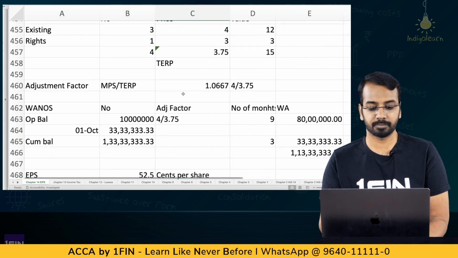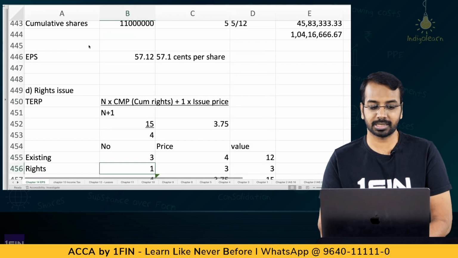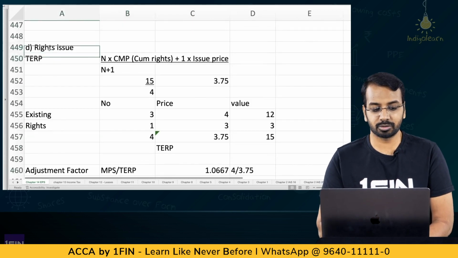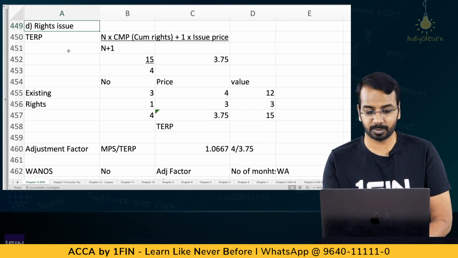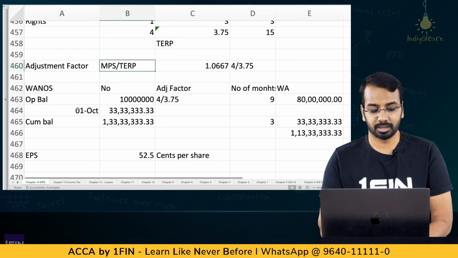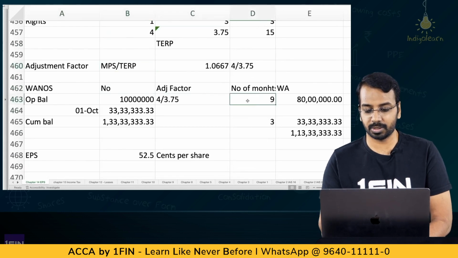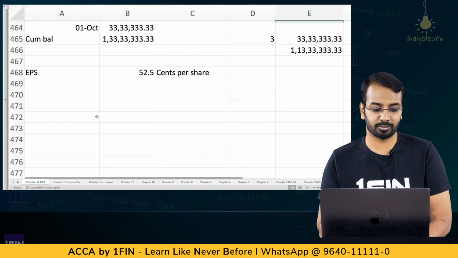Any doubt in this? So as far as exams are concerned, see, basic is simple to calculate. When it comes to rights issue, again, follow the step-by-step process. What is the theoretical ex-rights price? Then what is the adjustment factor? Then take the number of shares, adjustment factor, number of months outstanding, weighted average. So if you follow this flow, it will be easy for you to calculate, right?